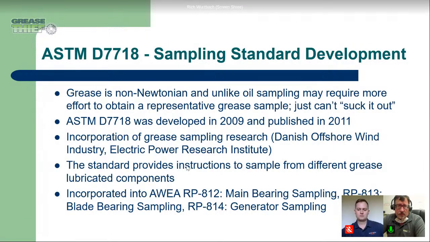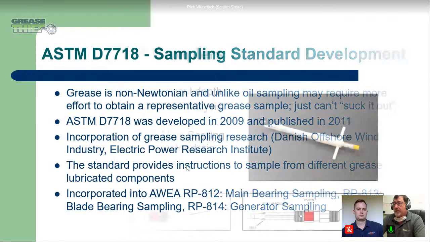So a lot of the research that led to these findings for grease sampling came about through offshore wind research, the research done by the Electric Power Research Institute. And this standard really builds that in and gives us instructions to sample from different kinds of components. You find that in these AWEA standards. There are three of them. AWEA has recommended practice guidelines for main bearing sampling, blade bearing sampling, and generator. If you're a member of AWEA, you can go right into the site, log in, and request these documents, and they can be a really strong start to building a grease sampling program.